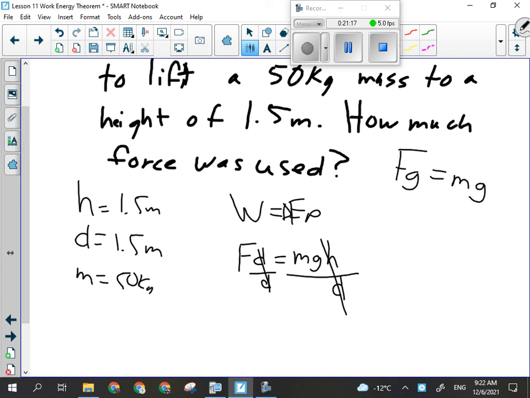Okay. So if I want to calculate this force, all I have to do is go m times g. So I take that 50 kilograms, I multiply it by 9.81, I should get 490.5 newtons as the force used. So if I want to change something's potential energy, all I have to do is exert a force equal to its weight in order to lift it.